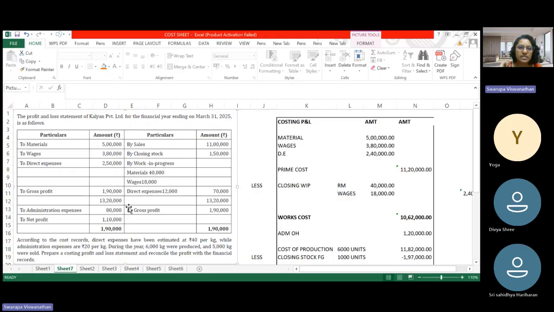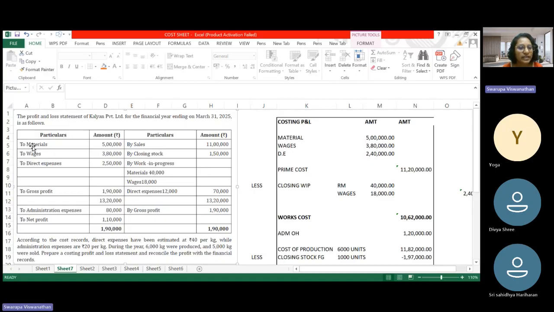So there are two aspects here. You have to prepare costing P&L account and then do a reconciliation between the financial profit and the costing profit. So first step, preparation of costing P&L. Now this is a smaller sum. So it will be easier for us to prepare a costing P&L compared to the first question where it was very much detailed. There were so many expenses and we need to specifically identify which are factory overheads, which are admin overheads, and which are sales overheads.